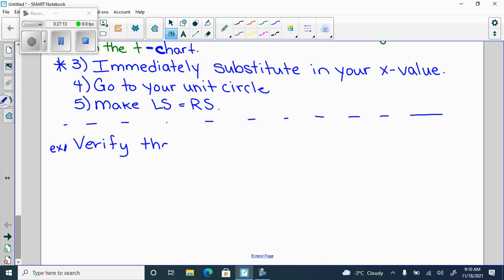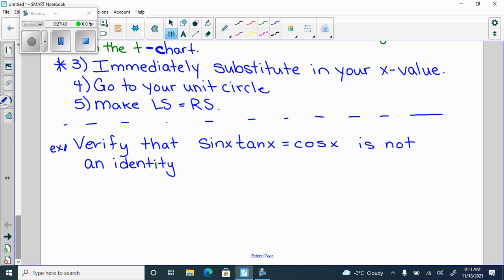Okay, verify that sine x tan x equals cos x is not an identity using A, x equals 45 degrees, B, x equals 30 degrees.